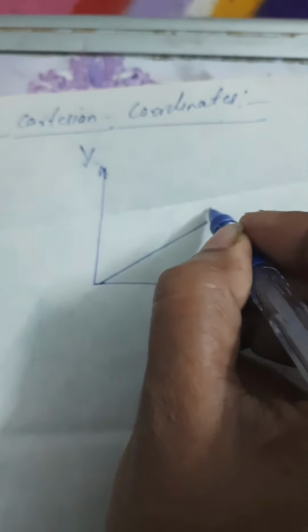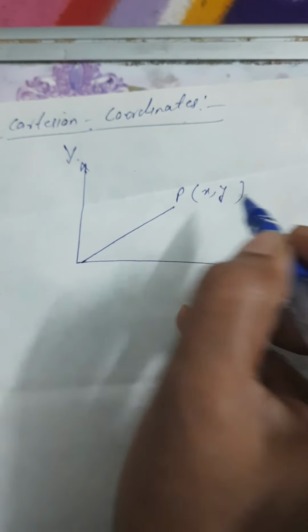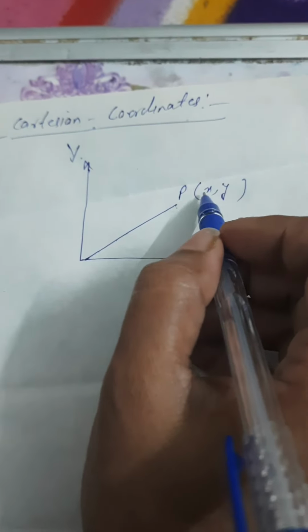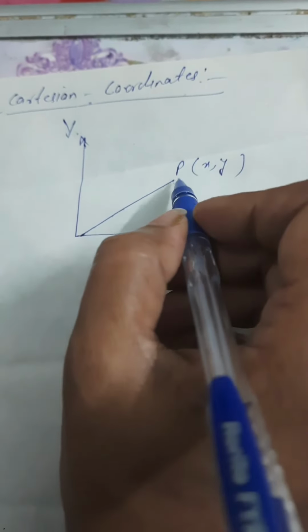Let me first draw a diagram. This is the x-axis, this is the y-axis. Let us consider a point P here and its coordinates are x, y. Let us consider a force, this force F.